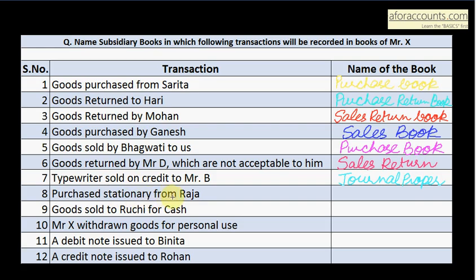Next, purchase stationery from Raja. You are not purchasing goods, you are purchasing stationery. So when a transaction does not go in any book, it will not go in your purchase book because stationery is not your goods. And neither are you purchasing something in cash. It is just mentioned purchase stationery from Raja. Means it is credit but will not go in purchase because it is not goods. So where will it go? Ultimately, when it does not fit anywhere, it will go in journal proper.